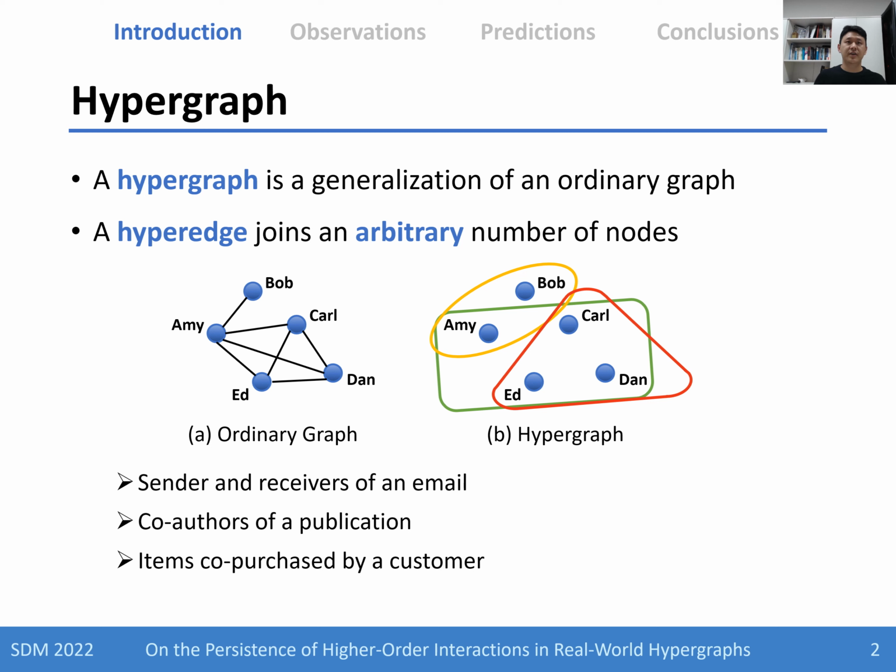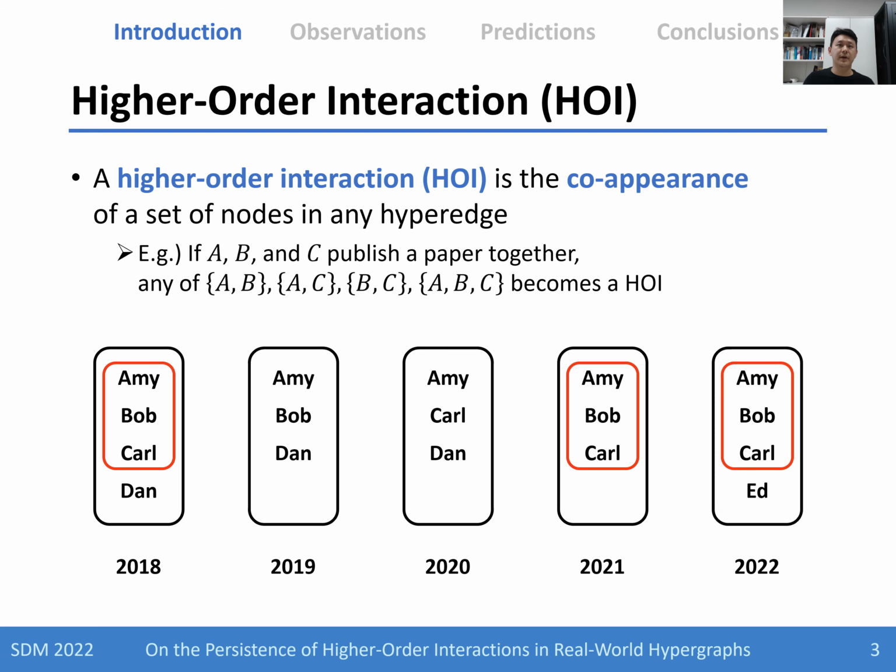This flexibility allows a hypergraph to represent group interactions among an arbitrary number of entities, such as the sender and the receiver of an email, and the co-authors of a publication. We define a higher order interaction, HOI, in a hypergraph as the co-appearance of a set of nodes in any hyperedge, and it can be represented simply as a non-singleton subset of nodes.